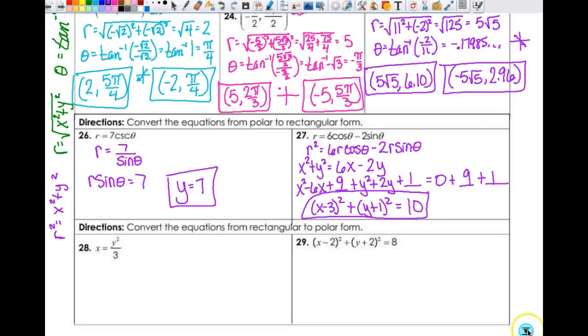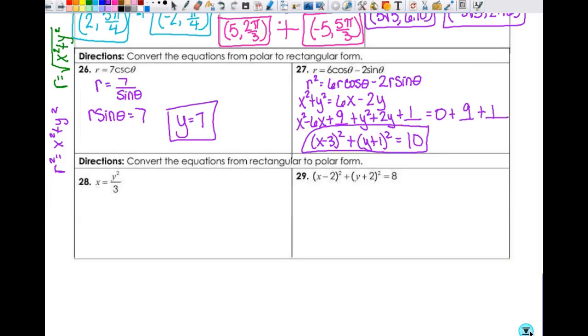There we go. Now we're going to convert the other way from rectangular to polar form. So I will substitute in, I know x is r cosine theta, y is r sine theta. I'm going to go ahead and square it, so I get r squared sine squared theta over 3. So I multiply both sides by 3 and get 3r cosine theta equals r squared sine squared theta.